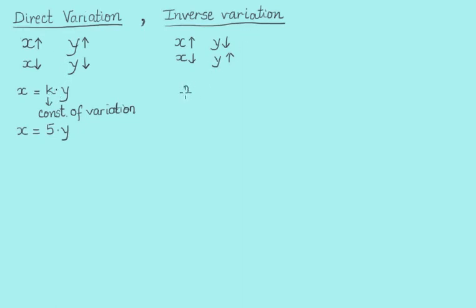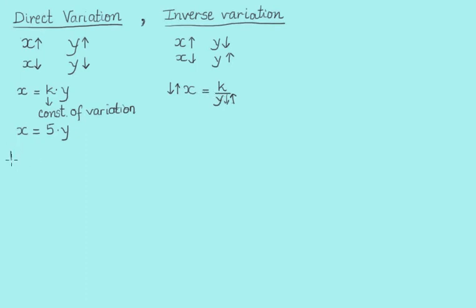Inverse variation, the mathematical model is x is equal to k over y. Now you can see if y becomes small, and you're dividing by a small number, x becomes big. So as y keeps going smaller, x keeps getting bigger. And the opposite happens when y keeps becoming bigger, and if you divide by a bigger number, x keeps becoming smaller. So they affect each other inversely.